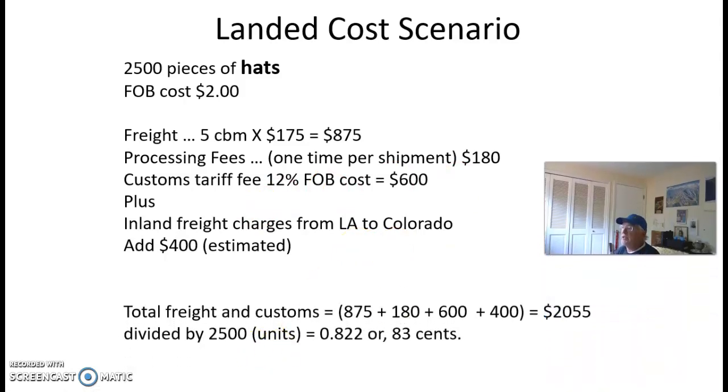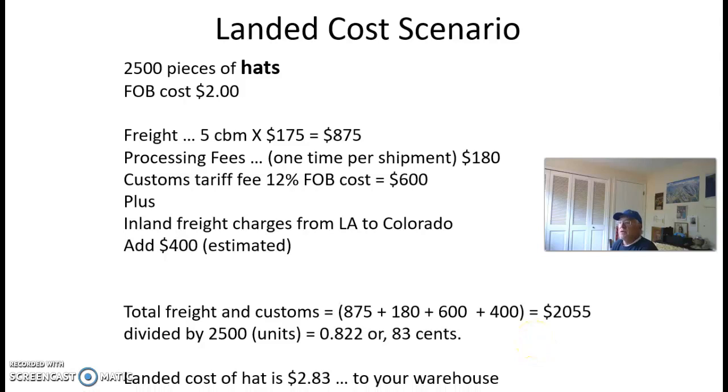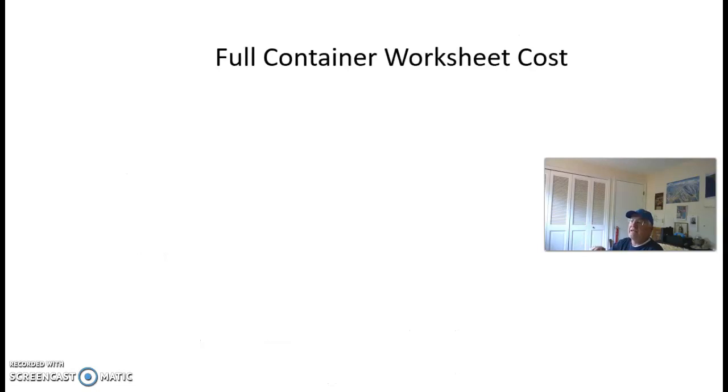So what we're doing here is adding up the customs, $875, that shipment here, the customs tariff is $600, and $400 to freight, and it's $2,055. Divide that by the number of hats that we bought, and you come to 83 cents. This is less than container load scenario, so your $2 caps are now $2.83. That's what it costs to get all the way to your warehouse. So there's a number of pieces that go in there. This is less than container load.